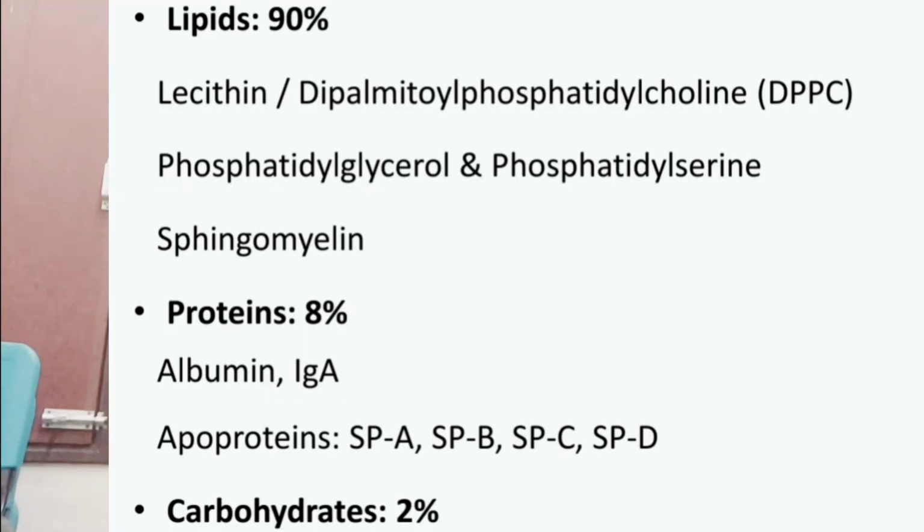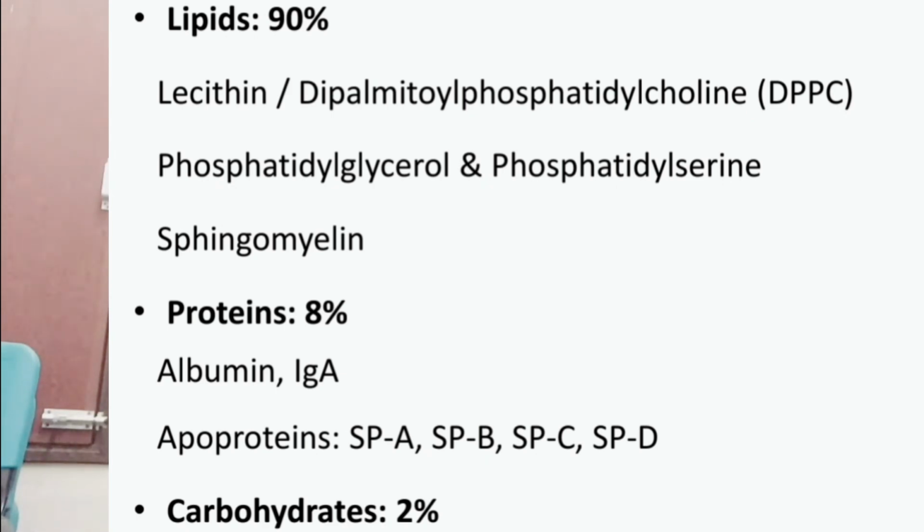The main composition is lipids, 90%. In those lipids, the main thing is lecithin. The other name for lecithin is dipalmitoyl phosphatidylcholine, DPPC. So lecithin, or DPPC, dipalmitoyl phosphatidylcholine, is the major constituent of the lipids present in the surfactant.